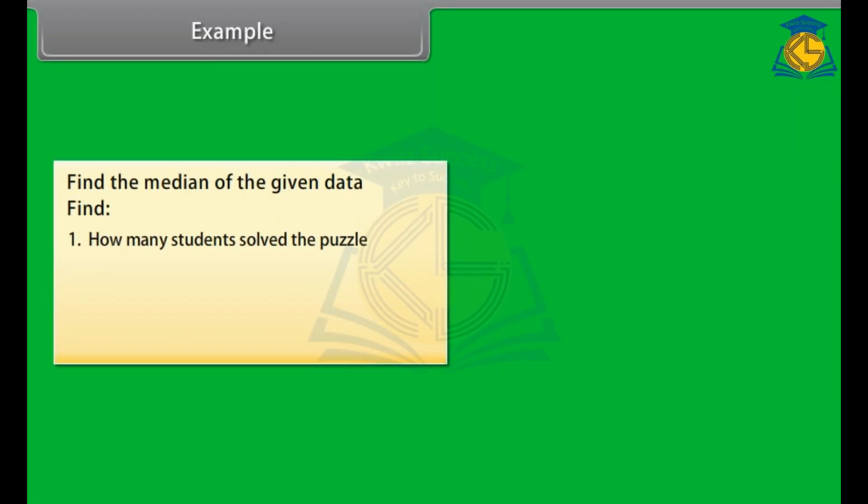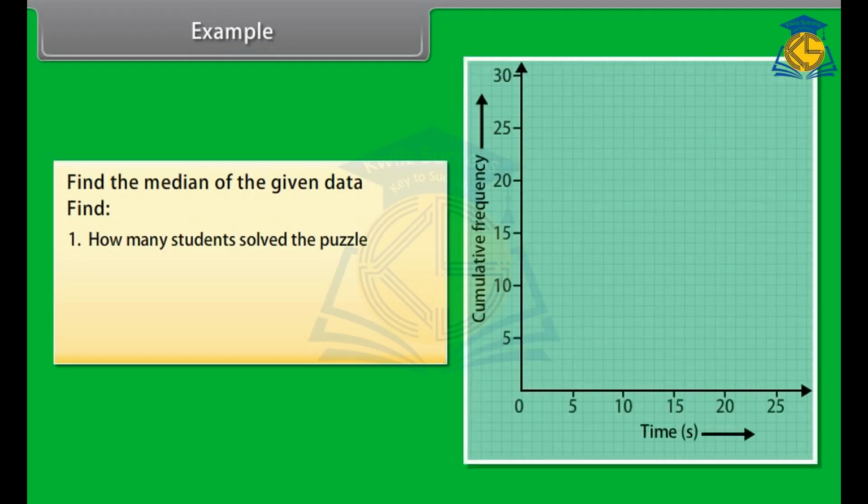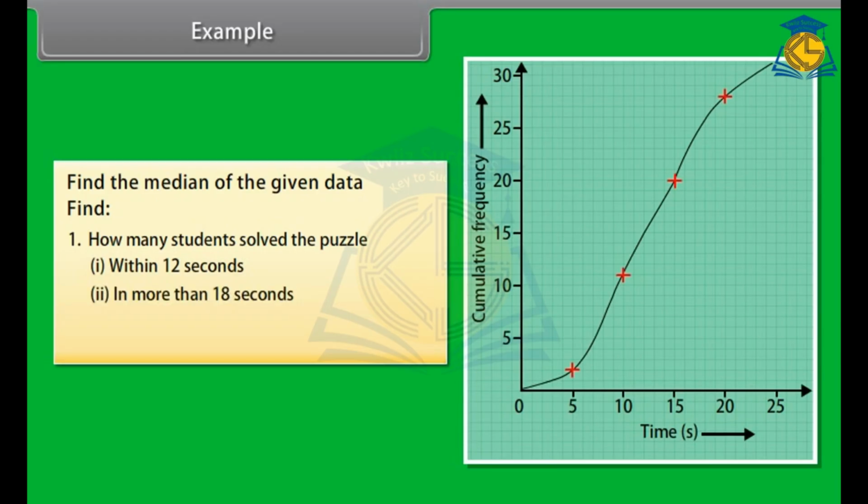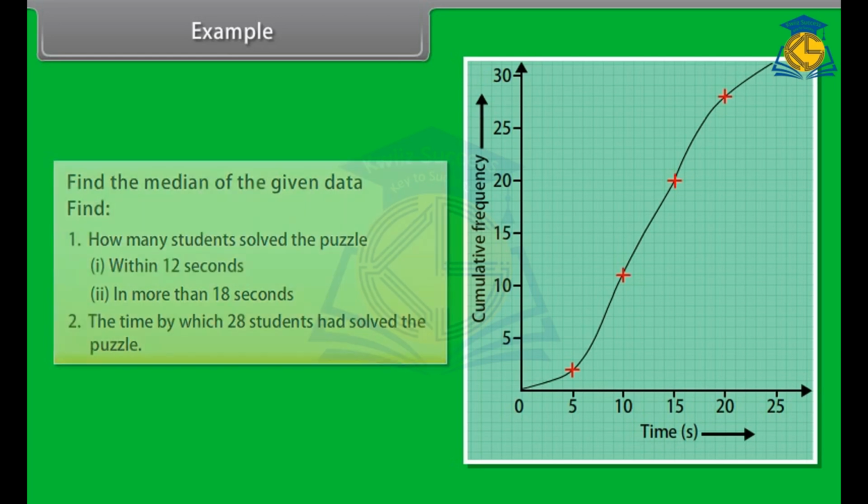Example: find the median of the given data. Find 1. How many students solved the puzzle within 12 seconds, and in more than 18 seconds? 2. The time by which 28 students had solved the puzzle.